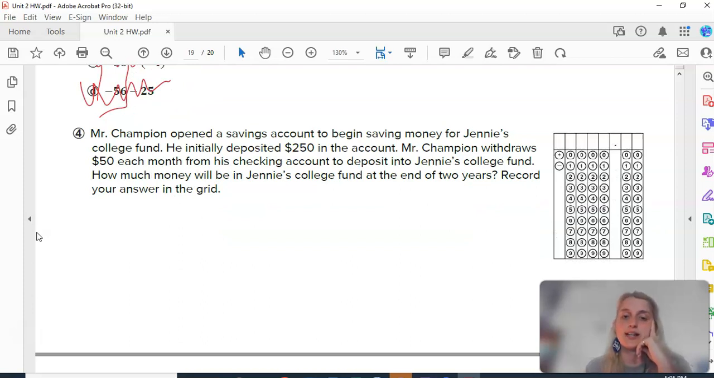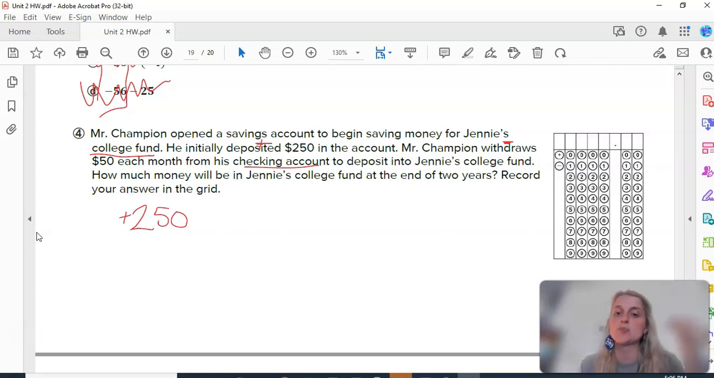Mr. Champion opened a savings account to begin saving money for Jenny's college fund. Always a good idea to start saving towards big expenses early. He initially, that means he started by depositing, that's a plus, $250 into the account. So we're starting with, yay, some money. Mr. Champion withdraws, oh, that sounds like a negative word, $50 each month from his checking account. That's the bank account that's linked to your kind of everyday spending, your debit card. You go get gas, you subtract or withdraw from your checking account to deposit, oh, that's a positive word, into Jenny's college fund. A college fund is a long-term savings account, not money you touch every day.